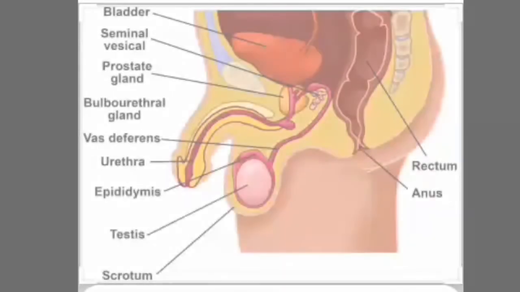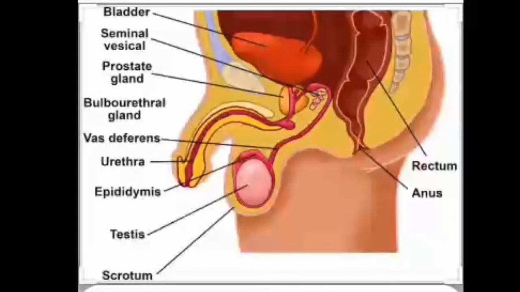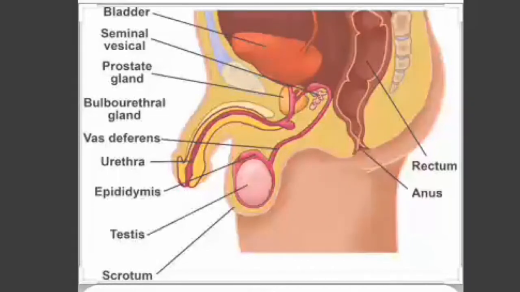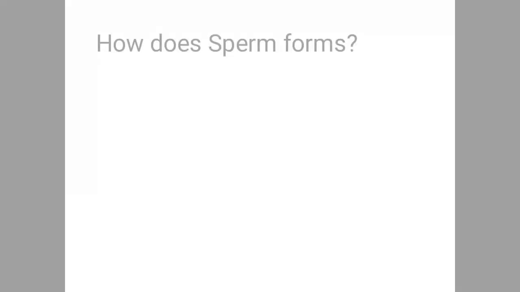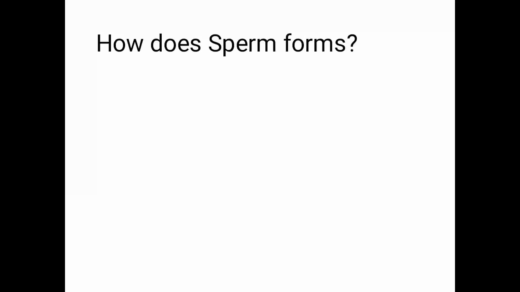Next is the epididymis, a narrow, tightly coiled tube where sperm are stored during maturation. It connects the efferent duct from the rear of each testicle to its vas deferens. Then the testes, also referred to as testicles, the male gonads in humans. As we go to the internal reproductive organs of the male, we can tackle how sperm forms.